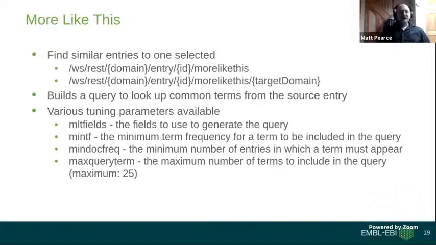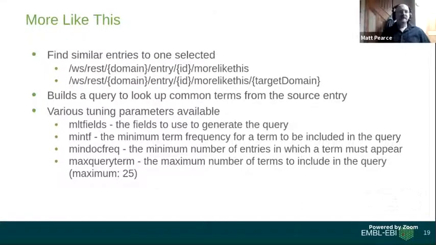More like this search enables you to find similar entries to an individual entry, either in the current domain or in a target domain. It's essentially an entry search, and you append the more like this path to the end of your URL. It works by building up a query to look up common terms from the source entry. You can specify various tuning parameters. So MLT fields allows you to set the fields which can be used to generate the query and the lookup that you're going to do.